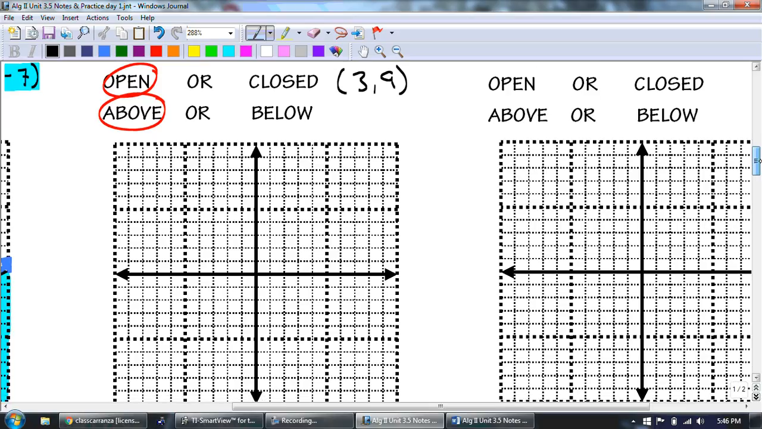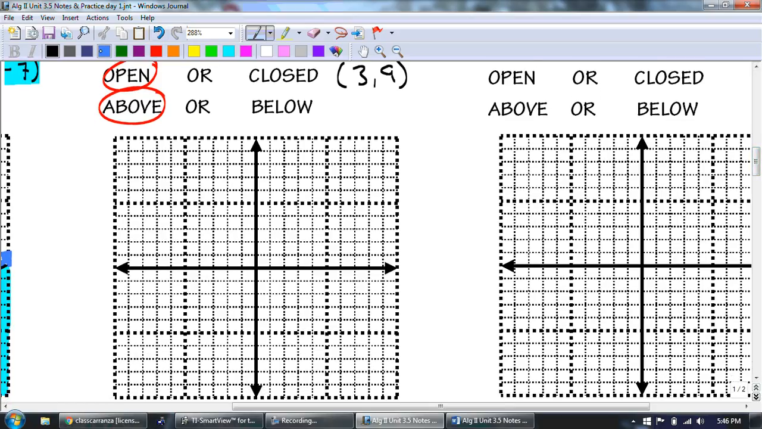Okay, so using that information, I'm going to go to 3, 9. I am open, and then I'm going 1, 2, 3, down 4 over 1. 1, 2, 3, 4 over 1. And I'm doing that in both directions.